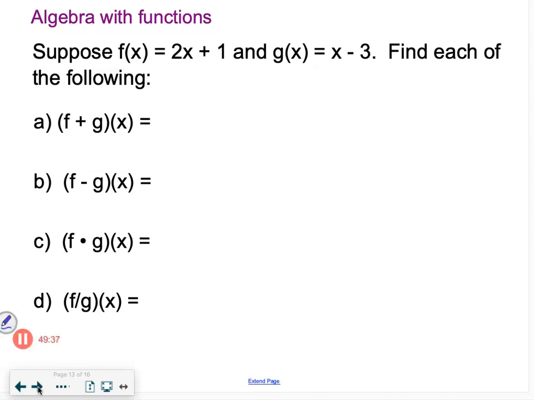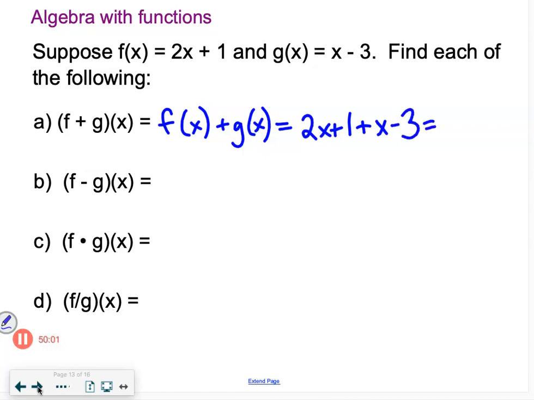So f plus g of x is just kind of a funky function notation. It's the same thing as if I wrote f of x plus g of x. So these notations mean the exact same thing. And all it means is, what is f of x? 2x plus 1. What's g of x? You just take them and add them together. So combine like terms. What do we get? 3x minus 2. Okay, does that make sense?